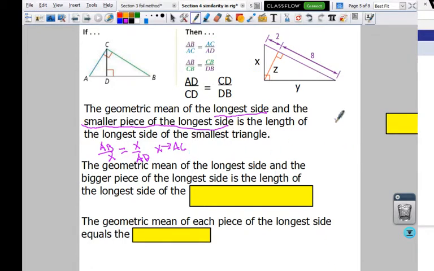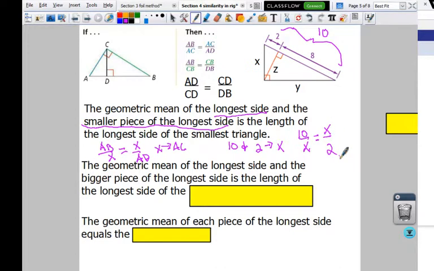If I'm going to do it with some actual numbers, what's my longest side on this triangle? 10, right? Because I have 2 and 8 make 10. So if I find the geometric mean of 10 and the smallest piece of my longest side, which is 2, it is going to equal the longest side of the smallest triangle, which in this one is X. So I'm going to say 10 over X is going to equal X over 2.